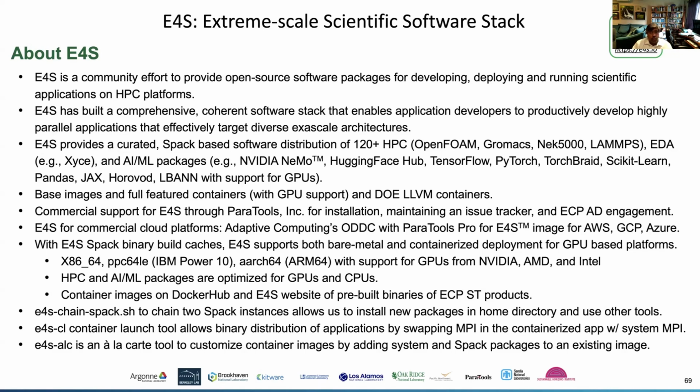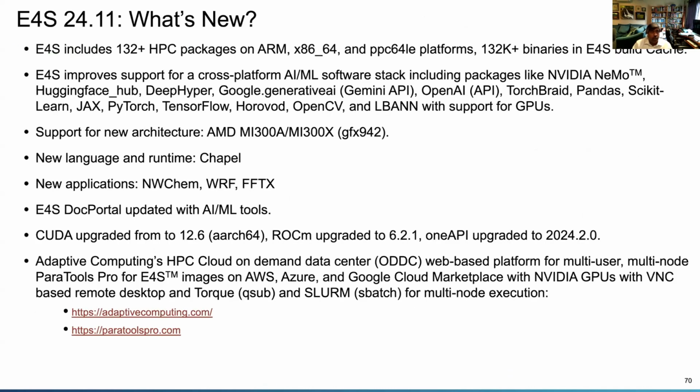We have a tool to launch MPI applications in a container so that you can swap the MPI from within the container to the system MPI. And we have even tools to customize your container images and use Spack to install new packages and create new images. We've had a recent release of 24.11, and it has over 132 different HPC packages and a large number of AI/ML packages as well.